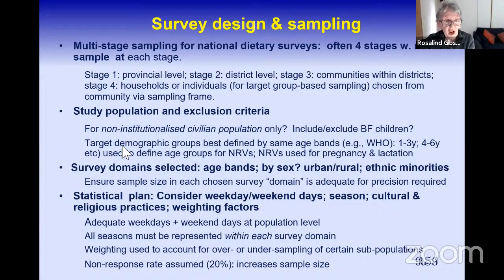Then we have to consider the target demographic groups that are best defined by the same age bands. This will depend on what nutrient reference values you use. For instance, if you decided to use the FAO-WHO nutrient reference values, then the age groups that they have for children are between 1 and 3 years and 4 to 6 years. So they would be your target demographic groups for children. So it's important to match your target demographic groups with the age band that you select for your nutrient reference values. Very important, because you're going to be using those nutrient reference values to assess the adequacy of the nutrient intakes.